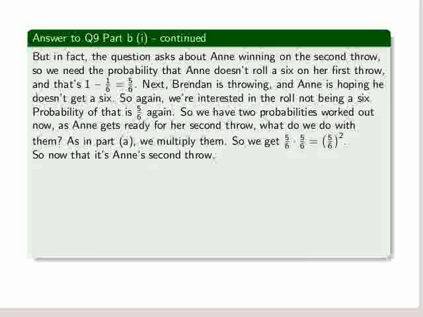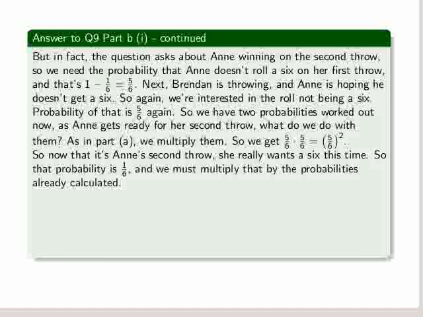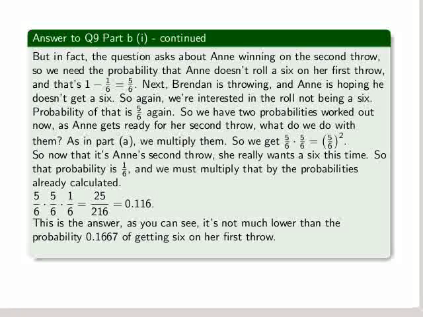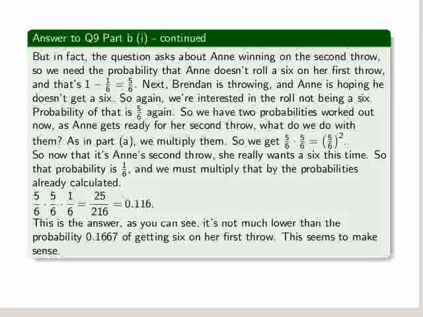So now it's Anne's second throw. She really wants a 6 this time, and that probability is 1 over 6. And we must multiply that by the probabilities already calculated. So that's 5 over 6 times 5 over 6 times 1 over 6, which equals 25 over 216, which is 0.116. This is the answer. As you can see, it's not much lower than the probability of 0.1667 of getting 6 on our first throw. This seems to make sense.